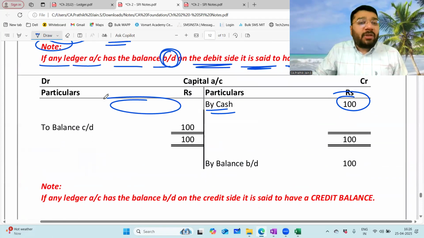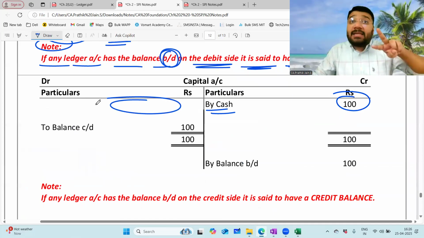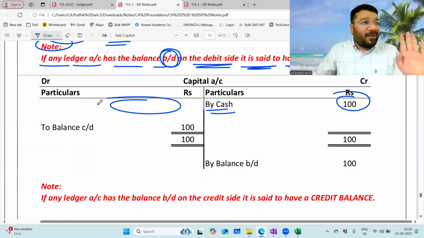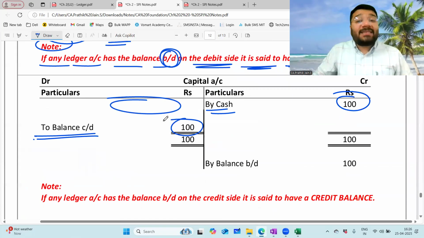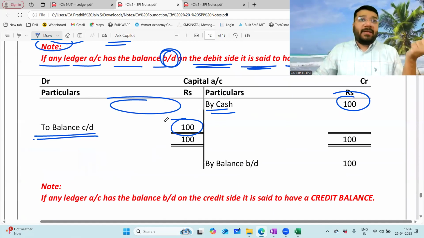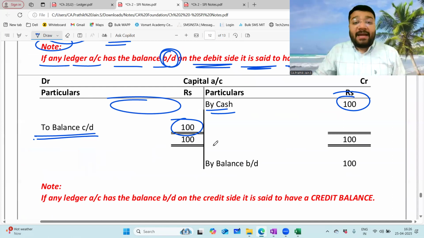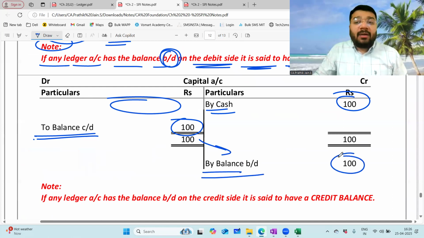Next is capital. Buy cash 100 rupees. No transaction on the debit side. So is this naturally balancing or should it be artificially balanced? Artificially balanced. How? By inserting the balance carried down. Balance carried down is coming on which side? Debit side. Brought down on the opposite side, which is the credit side. So balance brought down 100 on the credit side.